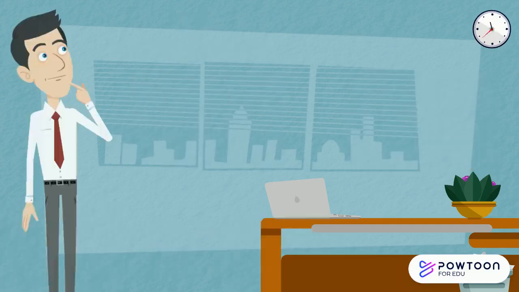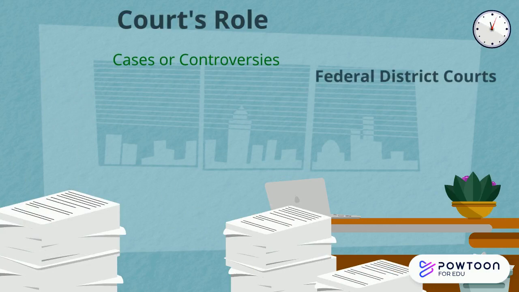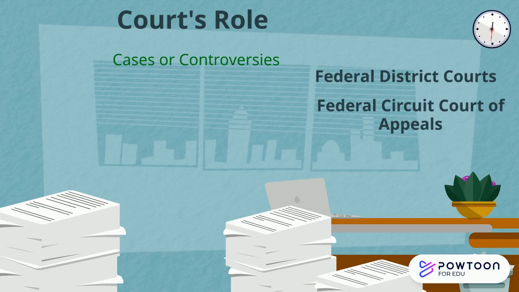The second concept is the role of the courts. Courts only get involved if there's a case or controversy. There are three judicial levels. The first is the Federal District Court, which deals with issues of fact and law. If appealed, the Federal Circuit Court of Appeals will review if the law was correctly applied. Finally, the Supreme Court gets about 7,000 requests per year, but only hears about 70 cases per term.